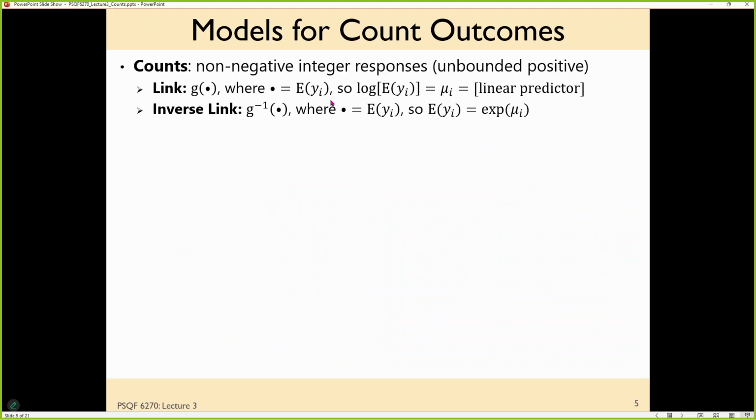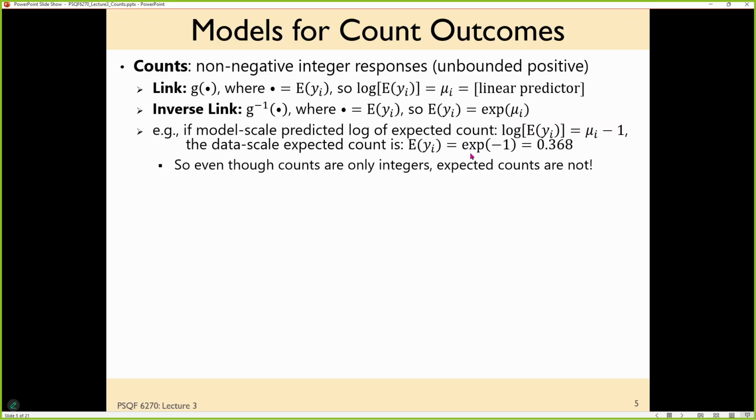So the link, log, and the inverse link is exponentiation. The notation that I'm using for this is different than what's in the book, but I have reasons. I'm using mu to describe what the model predicts directly. And then E of y, the expected count, would be e to that.